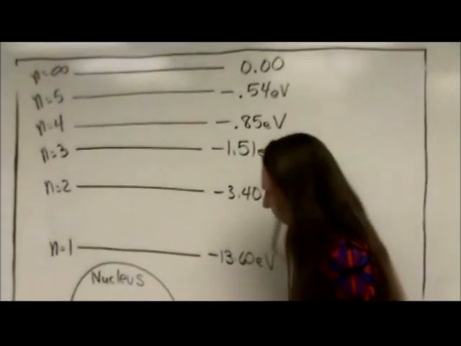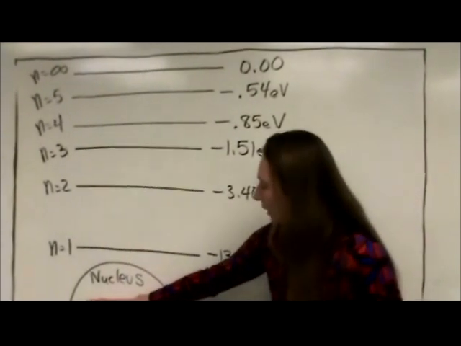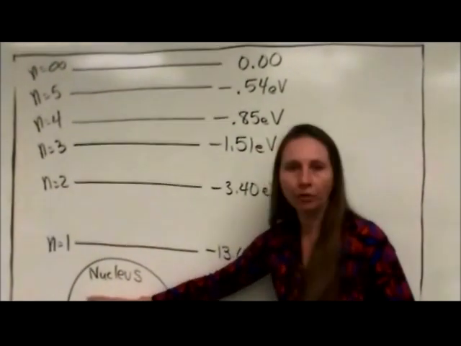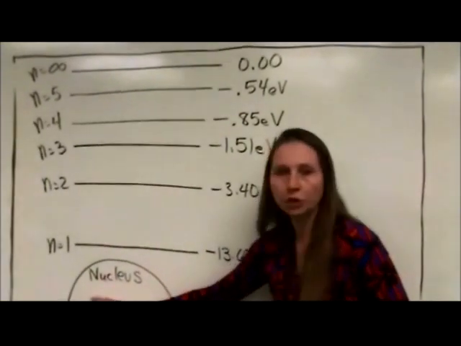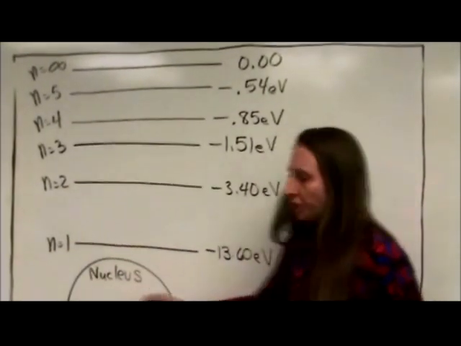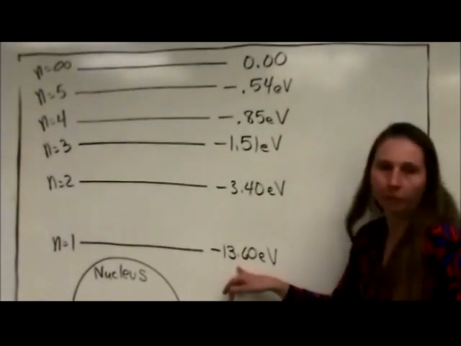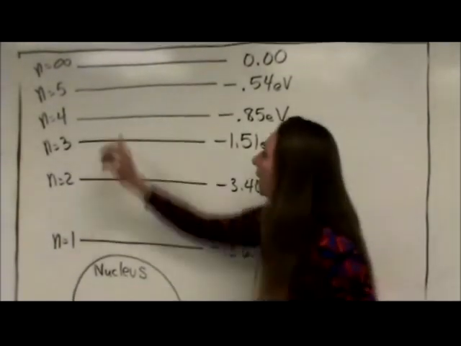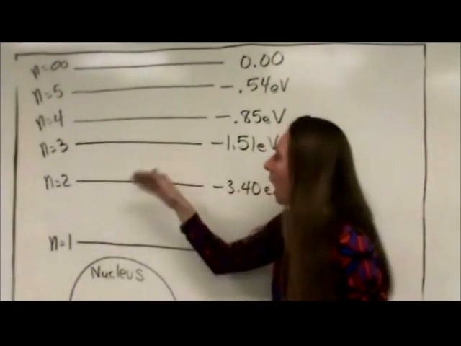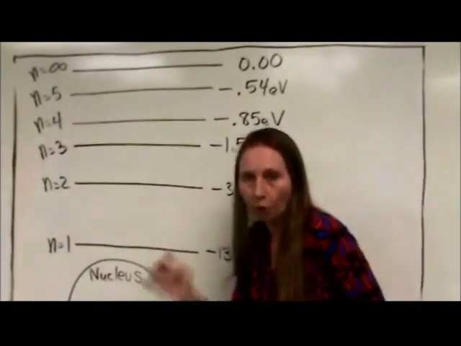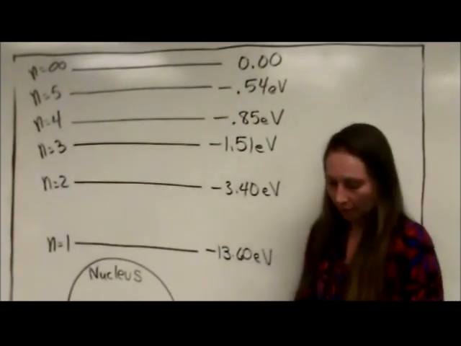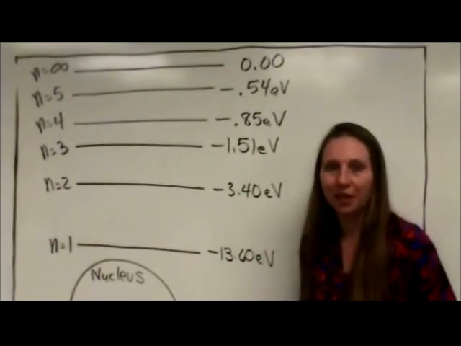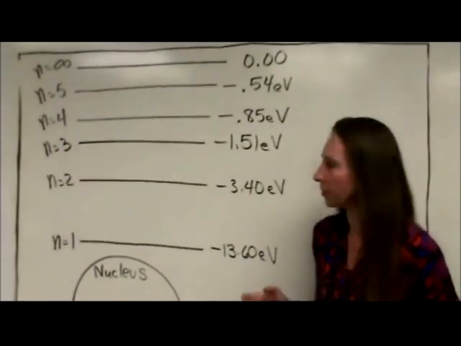All right, now, again, I'd like you to keep in mind that the nucleus is down here. N equals 1 is the energy level closest to the nucleus, the lowest energy, see, negative 13.6. All right, and up here are higher energy levels, which are further away from the nucleus, just like you learned in chemistry. Right? Chemistry and physics work together. They teach the same ideas.